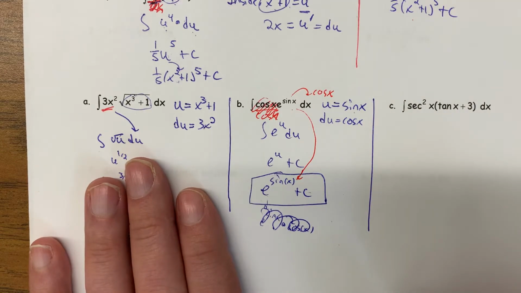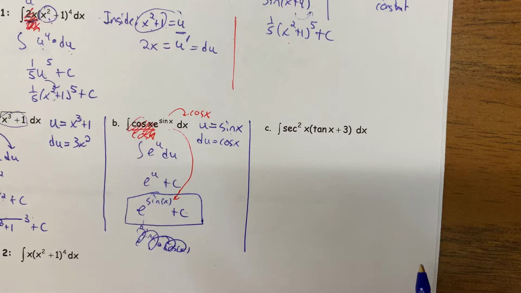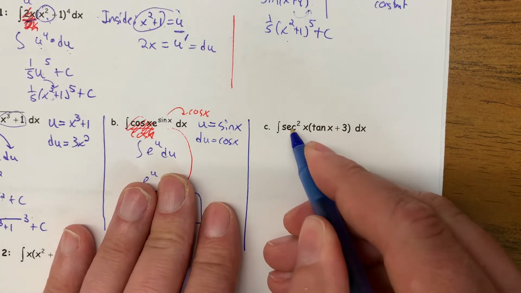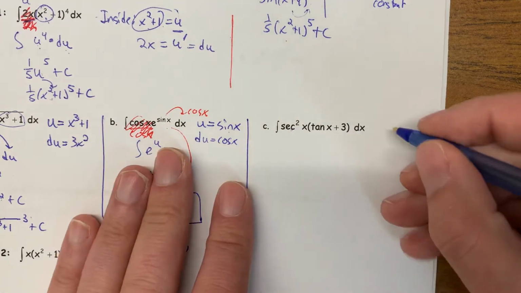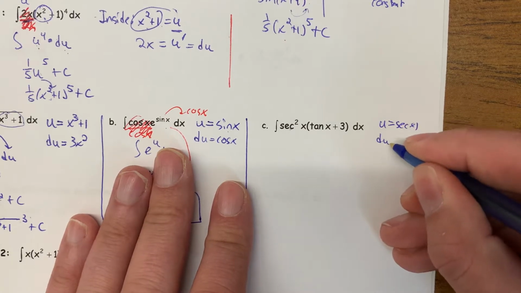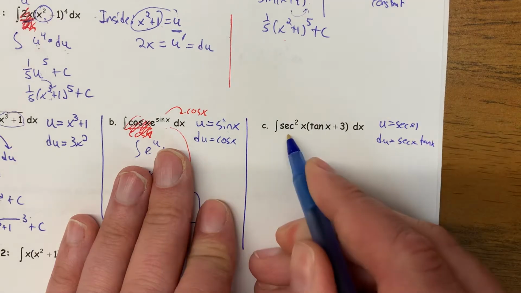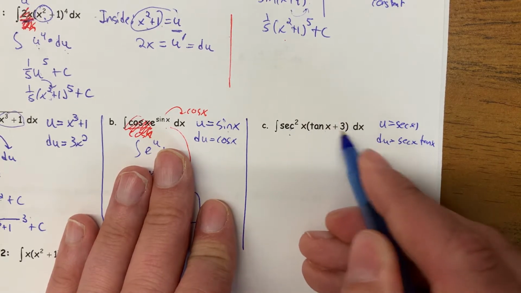All right, one last one to try here. What is the inside function? And this is a little tricky. What is the inside function? And you might have thought it was secant because secant is getting squared. However, if we had said u was secant of x, then du would be secant of x tangent of x. Do we have secant of x tangent of x? Not quite. We almost do because of this 3.